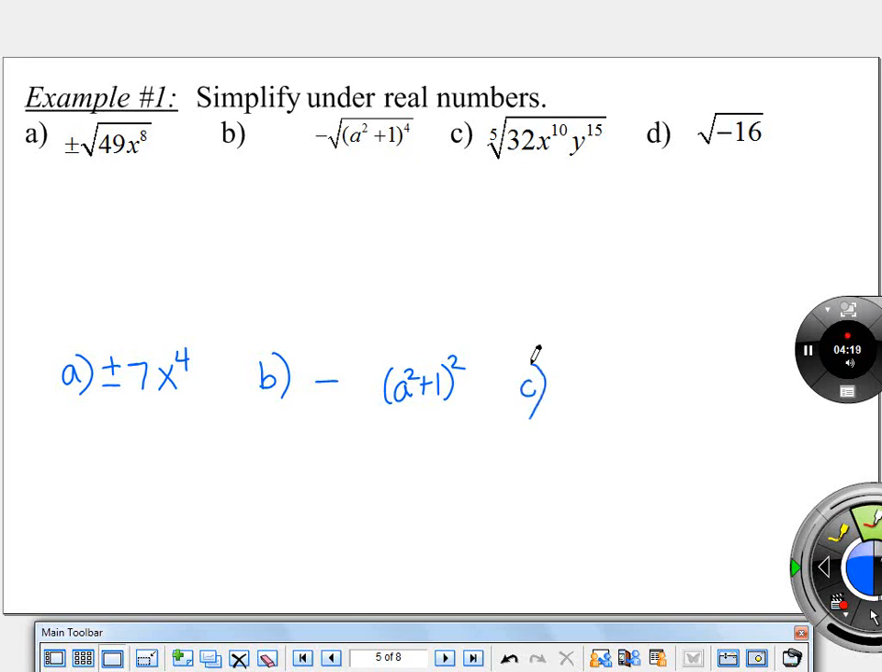In part C, the 5th root of 32 is 2. And then we'd get x squared and y cubed. I'm not going to put absolute value bars around anything here because I wasn't taking a radical with an even index. Okay? And then for part D, the square root of negative 16, if we're allowed to use imaginary numbers, we'd say 4i. And if not, if we would only work with the real numbers, we'd say that there's no real value.